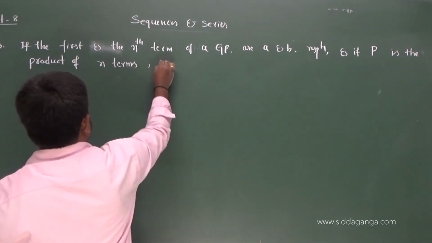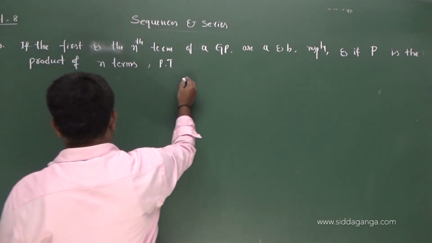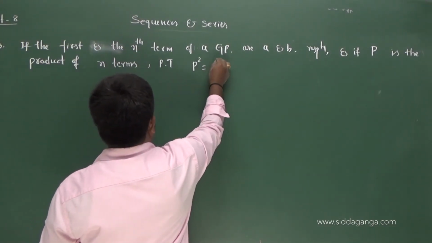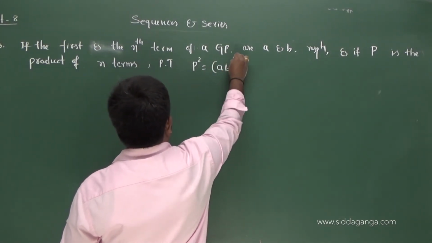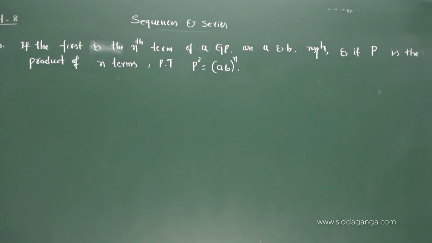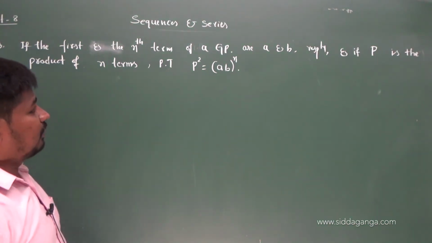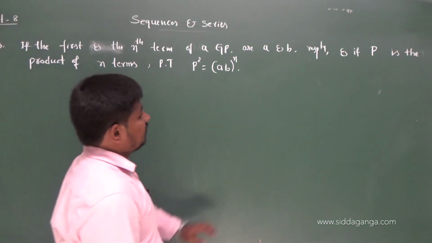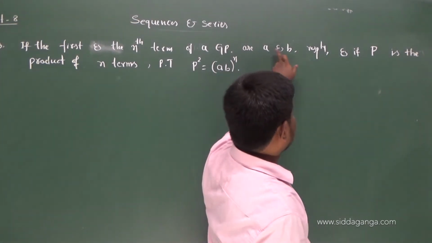Prove that P square is equal to AB power of n. This is the question. If the first and the nth terms of a GP are given, the first term is A and the nth term is B.